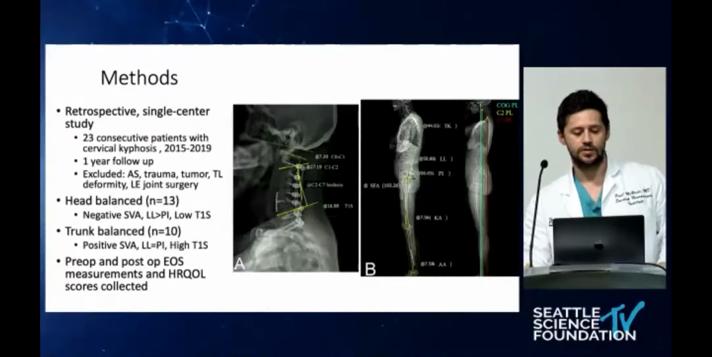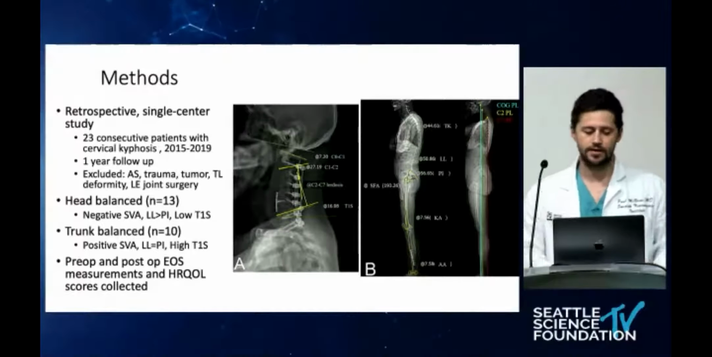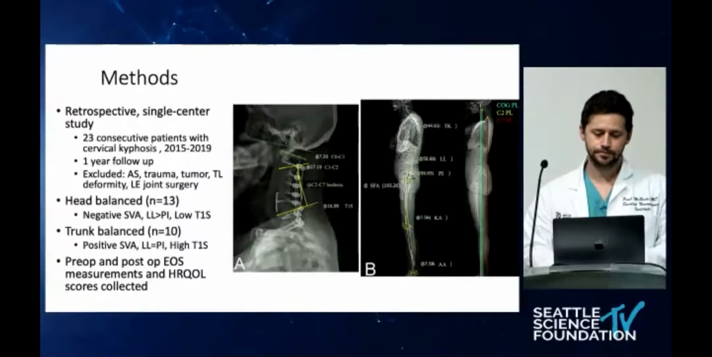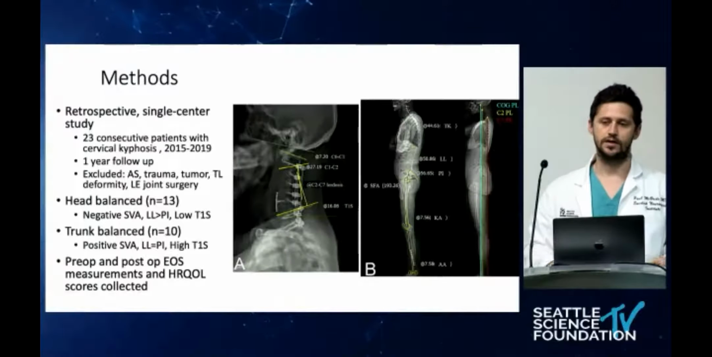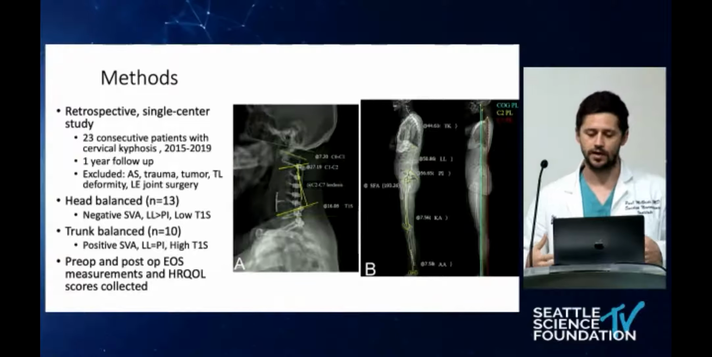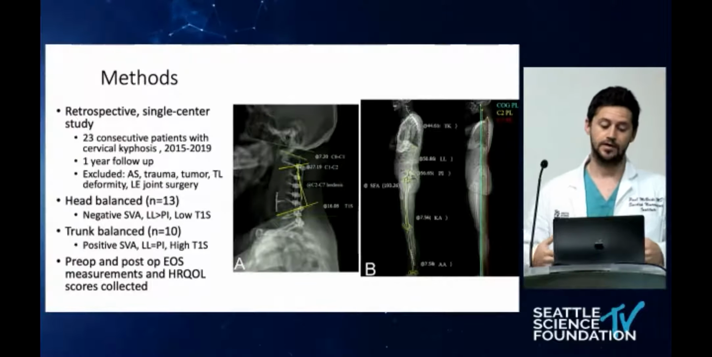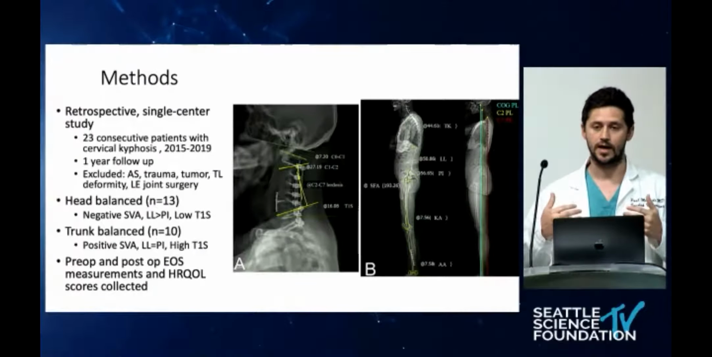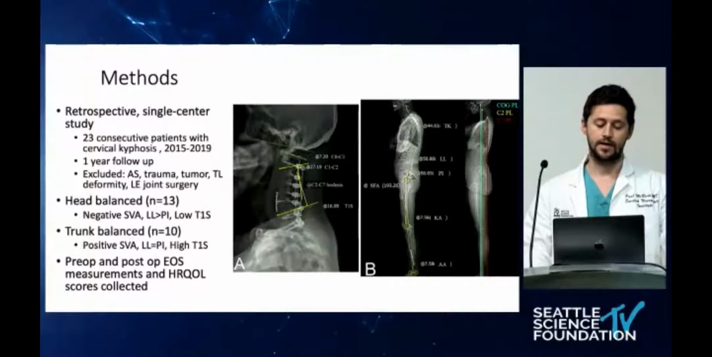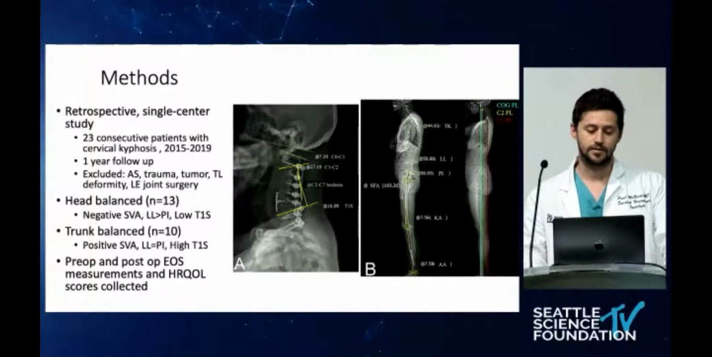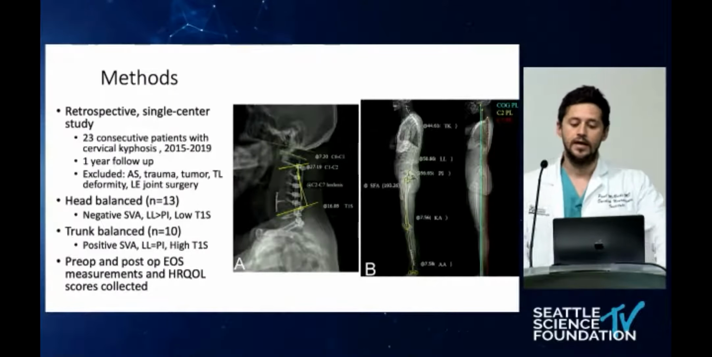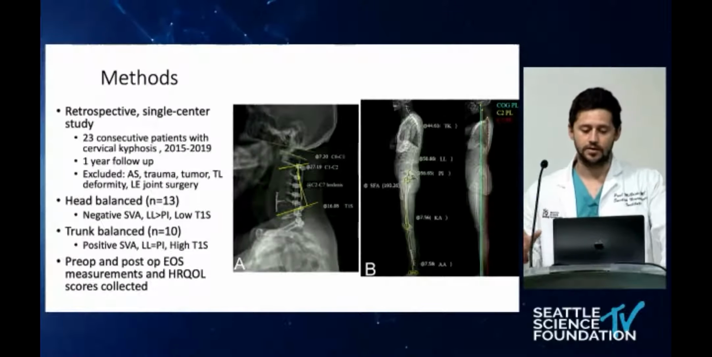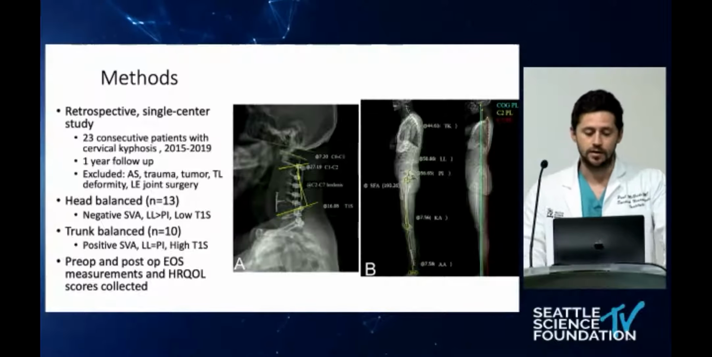The patients were divided into 2 groups, a head balanced group and a trunk balanced group. The head balanced group are patients that are using their thoracolumbar spine to bring their head over their pelvis. These are people that have a hyperlordotic lumbar spine, and it makes their SVA negative. It makes their PI-LL mismatch also negative because of their high lumbar lordosis. And it brings their thoracic spine backwards such that they have a low T1 slope.